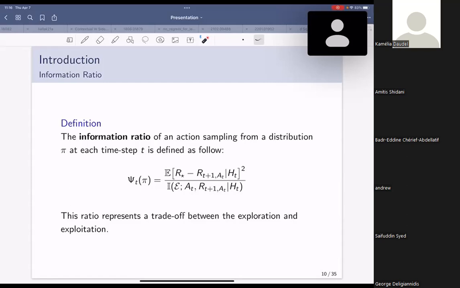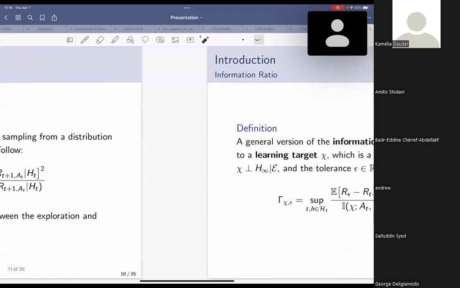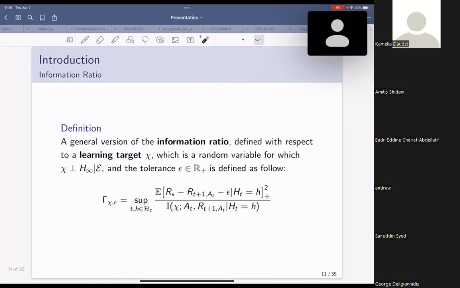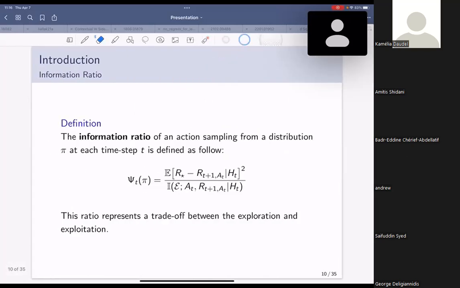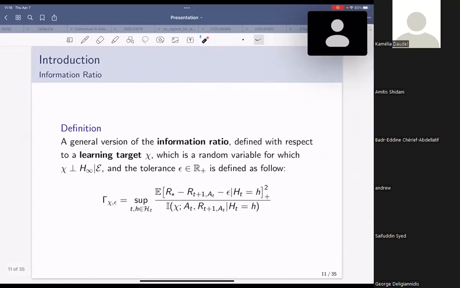But we can generalize the definition of the information ratio by changing three things. So the first thing is that we can just take a supremum. The information ratio here is defined for each time step. In the general case, we can define it by taking a supremum over all times and over all the possible histories. So the first thing that changes is this supremum here.